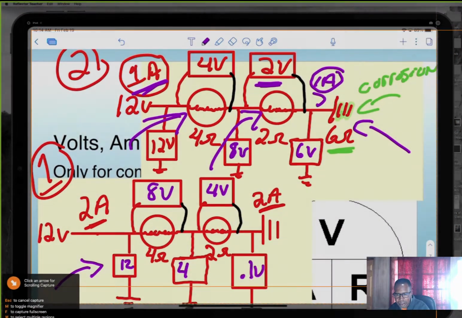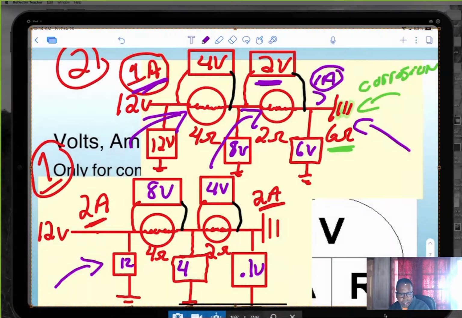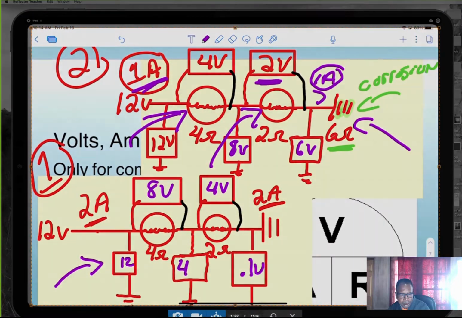I'm trying to get this out. Take a snapshot of that.